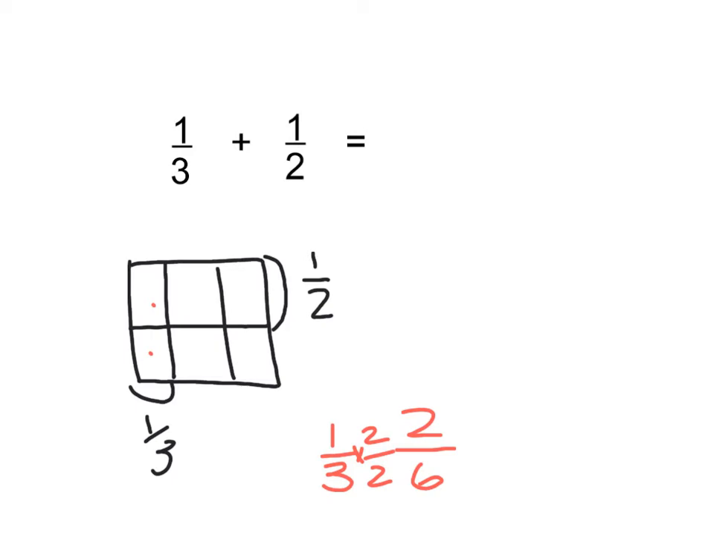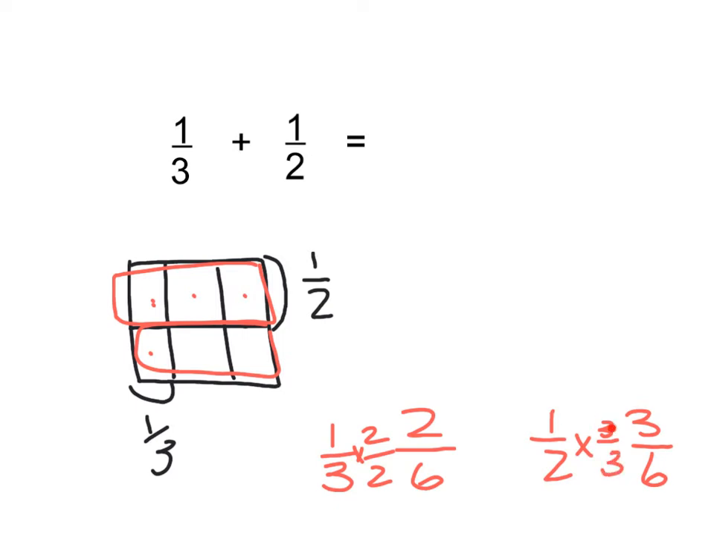Now let's try that for 1/2. When we have 1/2, we see 1, 2, 3 squares in this 1/2 section out of 6 squares total. So 1/2 is equivalent to 3/6. And that is multiplying by 3 over 3, because 1 times 3 is 3, and 2 times 3 is 6. So now 1/3 is equivalent to 2/6. We can add that to 1/2, which is equivalent to 3/6.